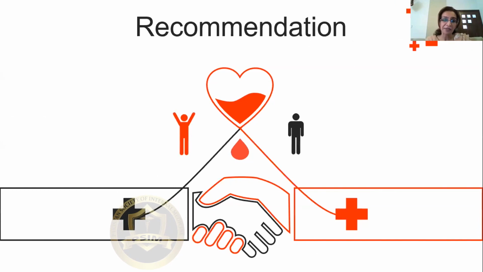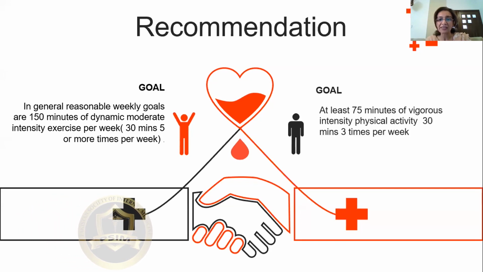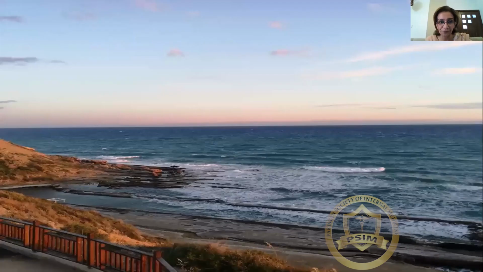So what are the recommendations? The goal is that in general, it's reasonable to have 150 minutes of dynamic moderate intensity exercise per week. That is 30 minutes, 5 or more times per week, and at least 75 minutes of vigorous intensity physical activity per week. When we talk about vigorous intensity physical activity, it means high bursts of physical activity followed by some degree of rest period, again followed by high intensity physical activity.